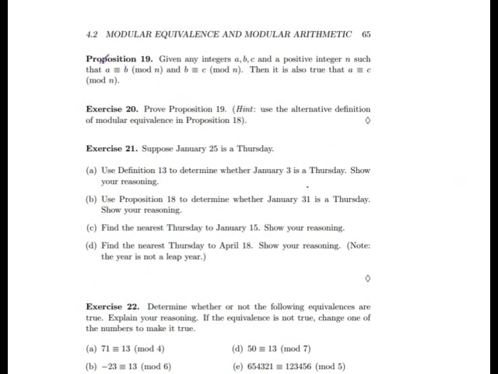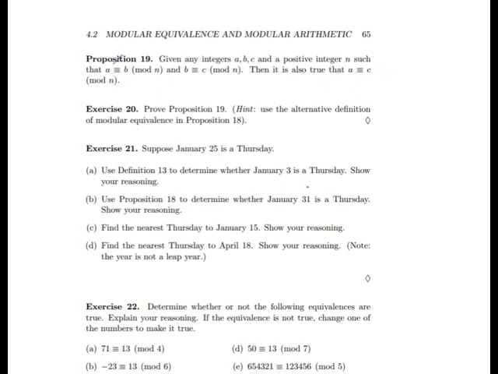All right, so this proposition: given any integers a, b, and c, and a positive integer n such that a is equivalent to b mod n and b is equivalent to c mod n, then it's also true that a is equivalent to c mod n. Now, if you replace these equivalences with equals, you could see this is a property that's true of equality. If a equals b and b equals c, then a equals c.